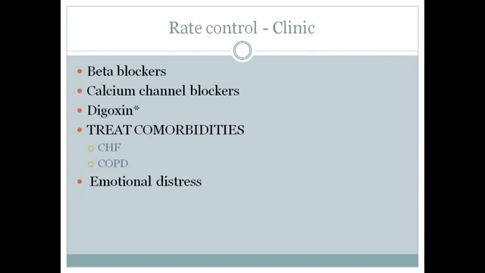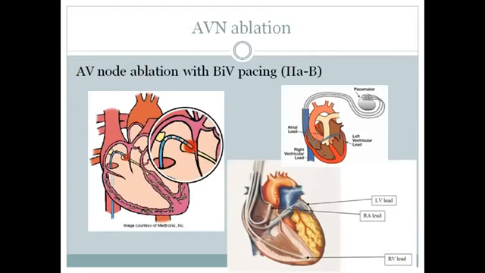Emotional distress, I put it there not because of rate control, but because now it is kind of a hot topic that people with atrial fibrillation do have significant emotional issues. It does affect their quality of life. So there's a push to try to control the rhythm, to try to improve their quality of life.